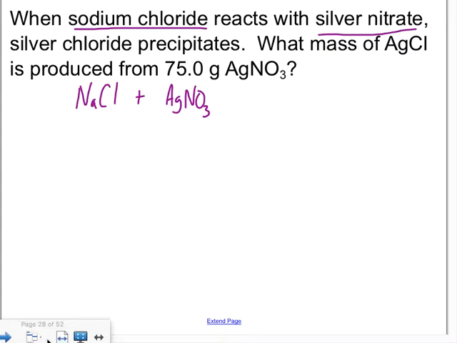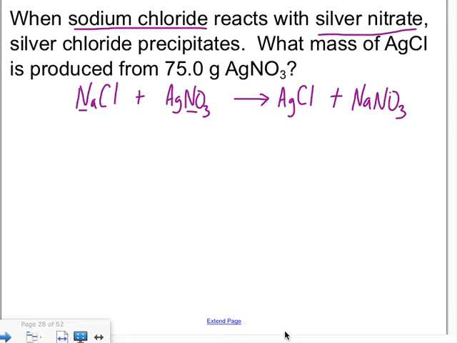So, arrow, AgCl plus, because I'm missing something here. All right, so I'm missing my NO3 and my Na, so those two must be together. Na, NO3. And this does work. Sodium's got a +1 charge, NO3's got a -1 charge. Makes sense. That's some type of salt that would be produced there.